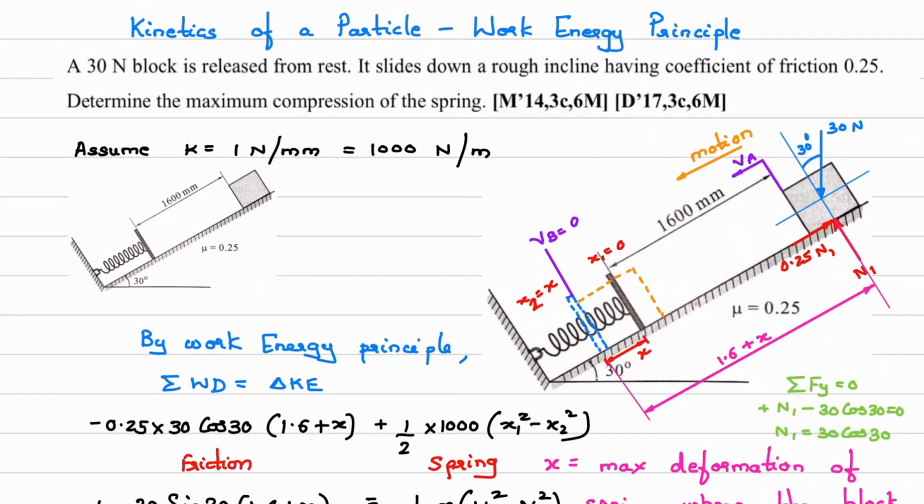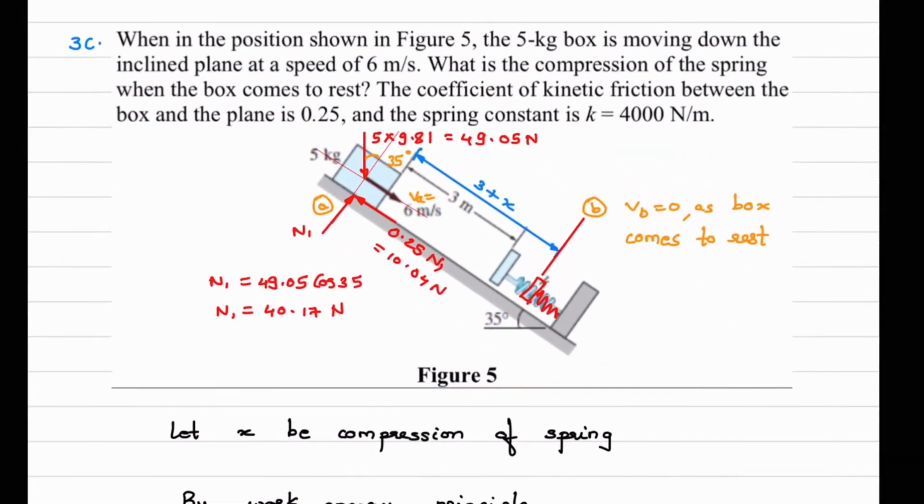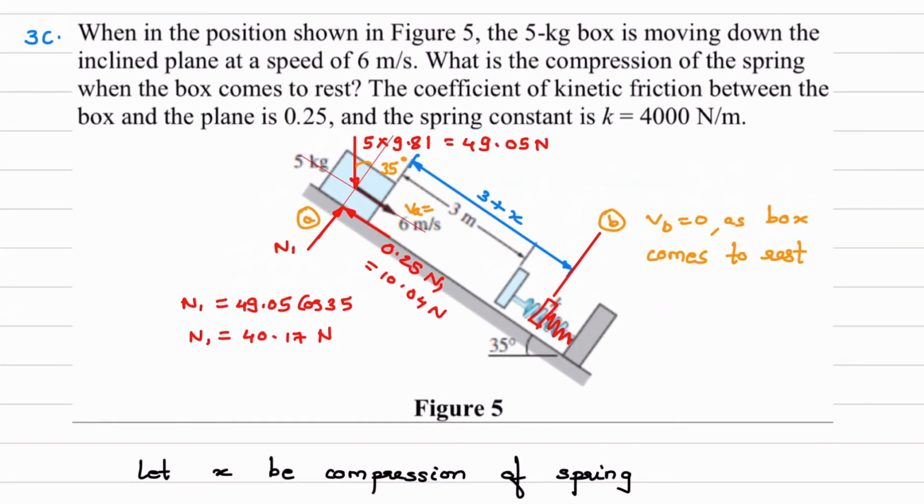Here if you see, initially velocity of block is 0. The block is released from rest. Now see this numerical. This was asked in one of the question papers. The diagram is the same, only the orientation is changed, the angle is different. But here what is given: when in the position shown in figure 5, the 5 kg box is moving down the inclined plane at a speed of 6 meter per second, meaning here initial velocity VA is 6 meter per second.